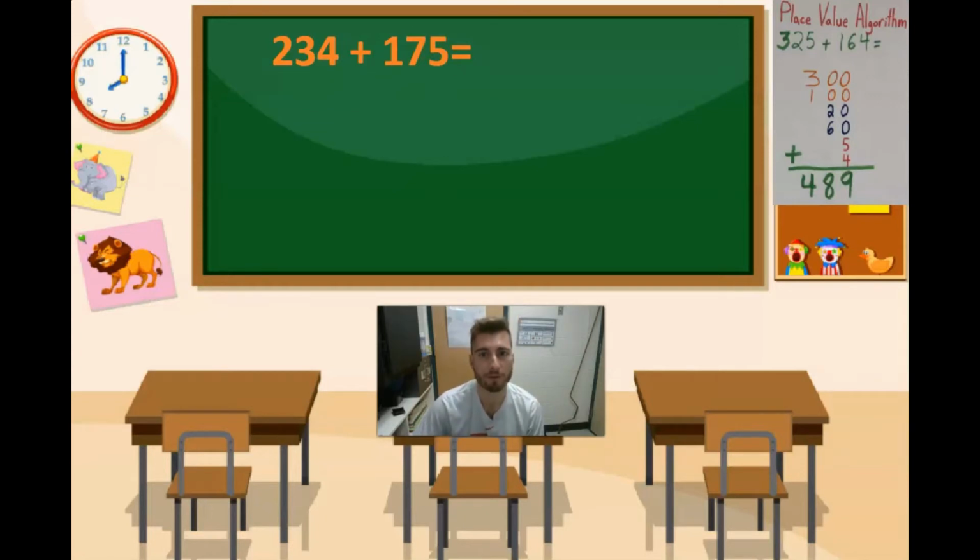Which numbers are in the hundreds place value? Which digits? That's right, the 2 and the 1. We have 2, and what place value is it? Hundreds, so we have 200 plus we have 100. So we have the 2 in the hundreds and the 1 in the hundreds.